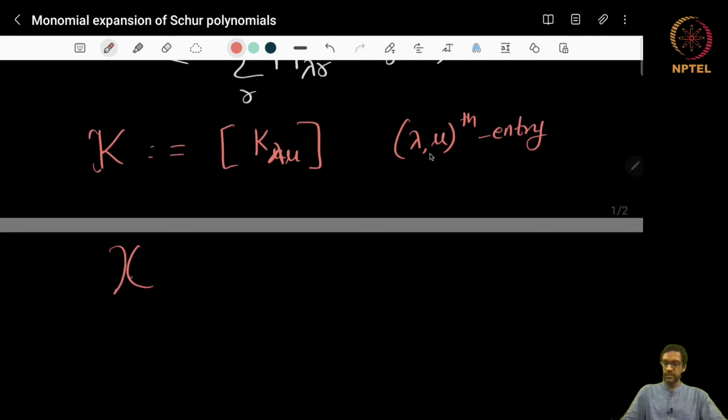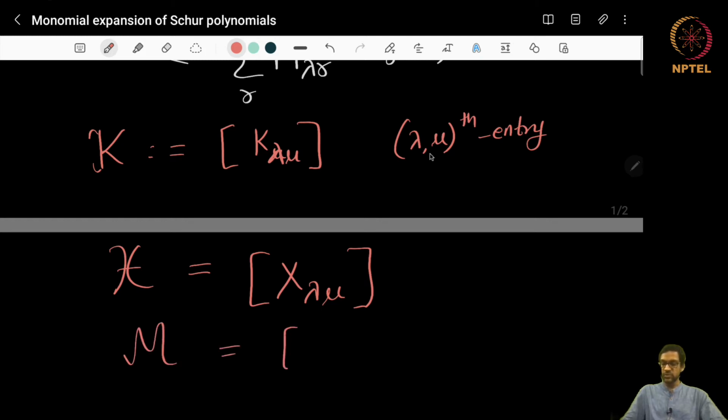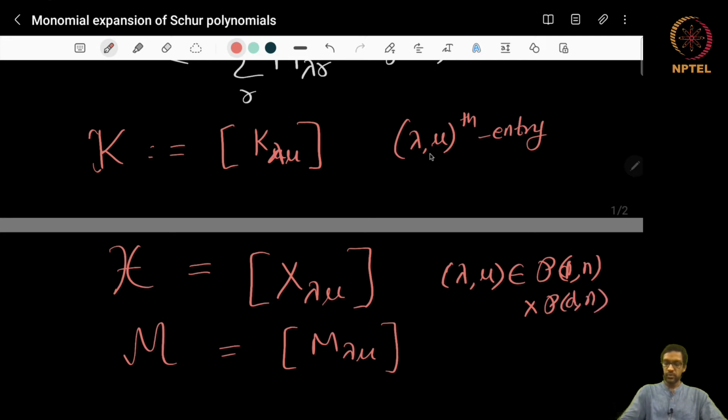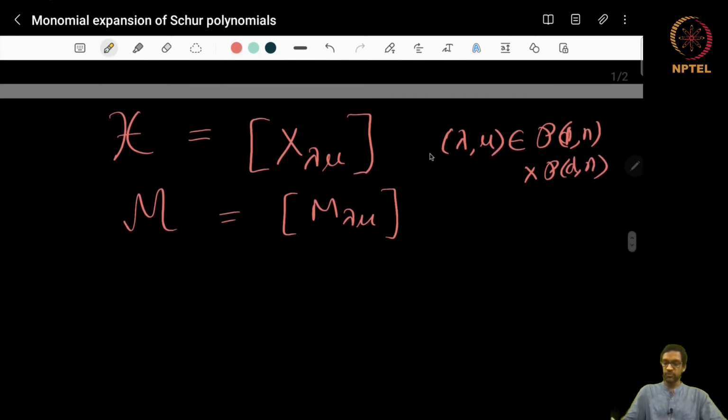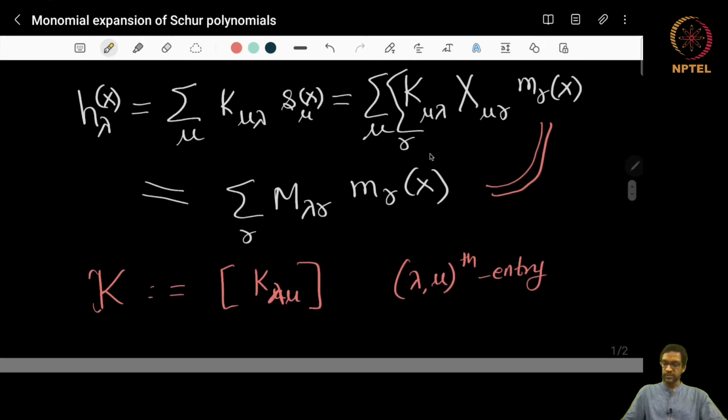Script x, maybe chi, is the matrix whose entries are the transition matrix between the Schurs and the monomials, and script m is the matrix whose entries are m lambda mu. Okay, so all these matrices run over all pairs lambda mu in PDN cross PDN. Okay, good. So what does that mean? The matrix relation is therefore the following. If you go back and see what this equation says, it says summation k mu lambda x mu gamma over all gammas should give me m lambda gamma.